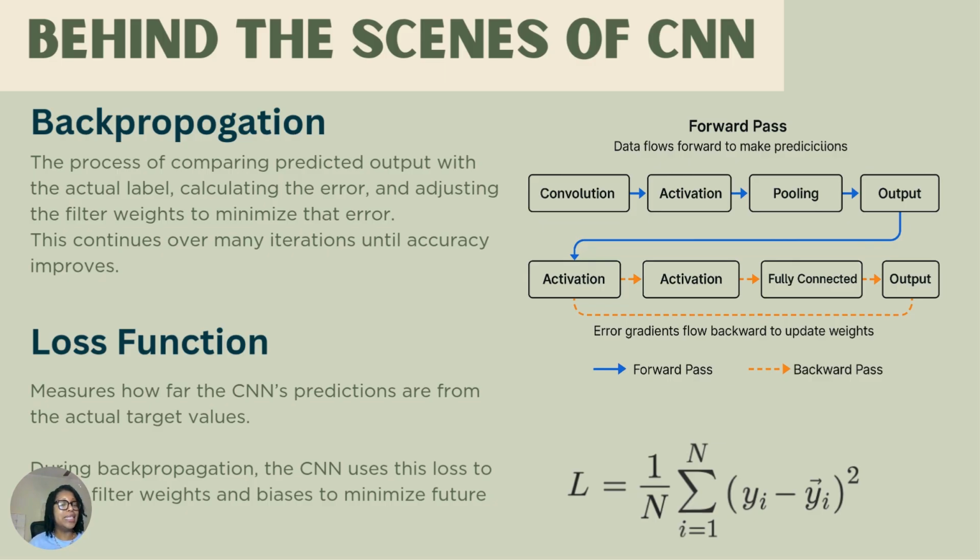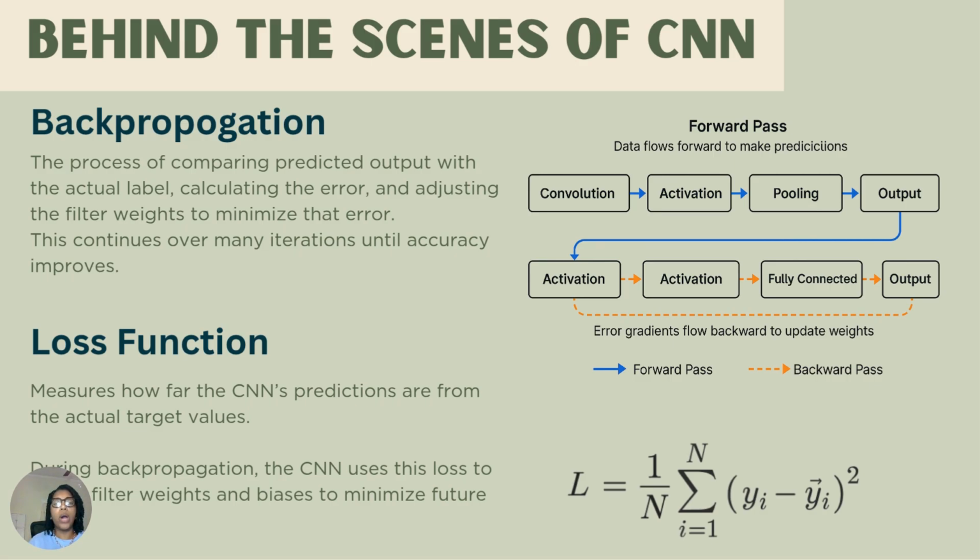But there are some things, I made it sound very simple. There are a ton of things that go on behind the scenes. And some of those things, first is back propagation. So this is where we compare the predicted output to the actual output or actual image. We can calculate the error and adjust the filter weights to minimize the error. And this is done through multiple iterations.